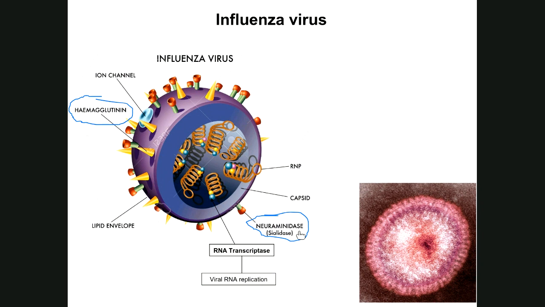Now, in part because of these differences in the glycoproteins, influenza virus is actually broken up into 3 types, A, B, and C. Type A influenza viruses are made up of different combinations of H and N, and can infect any animal.